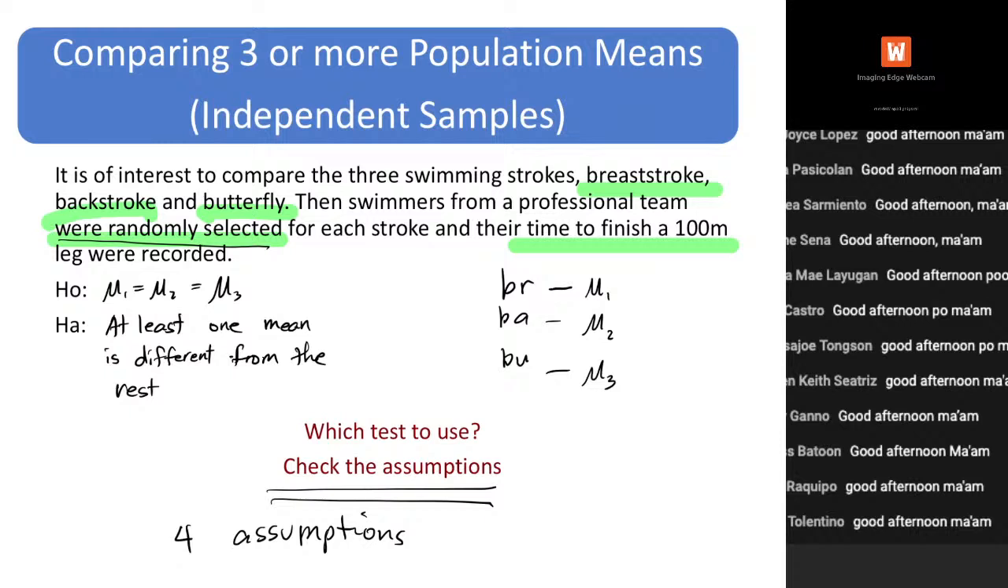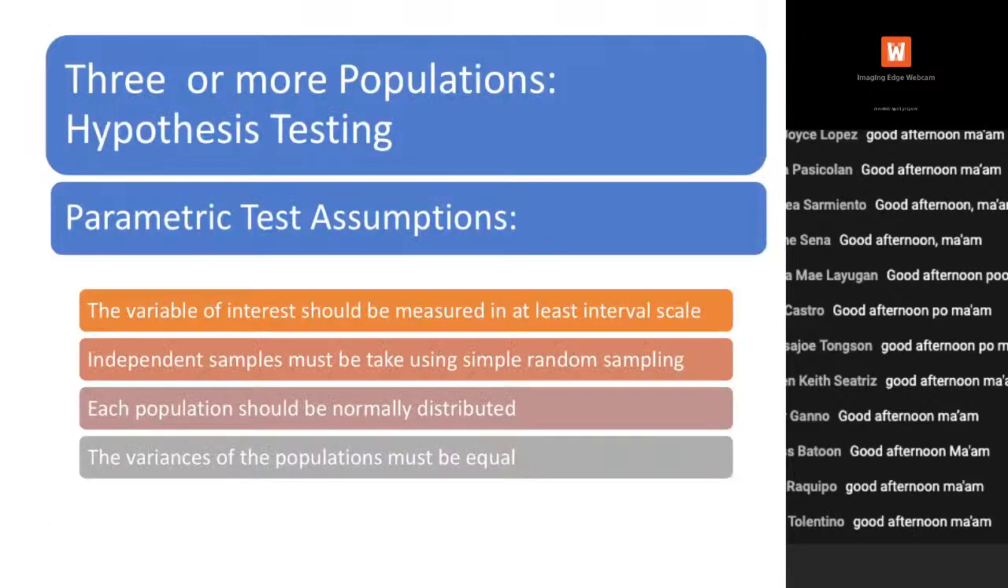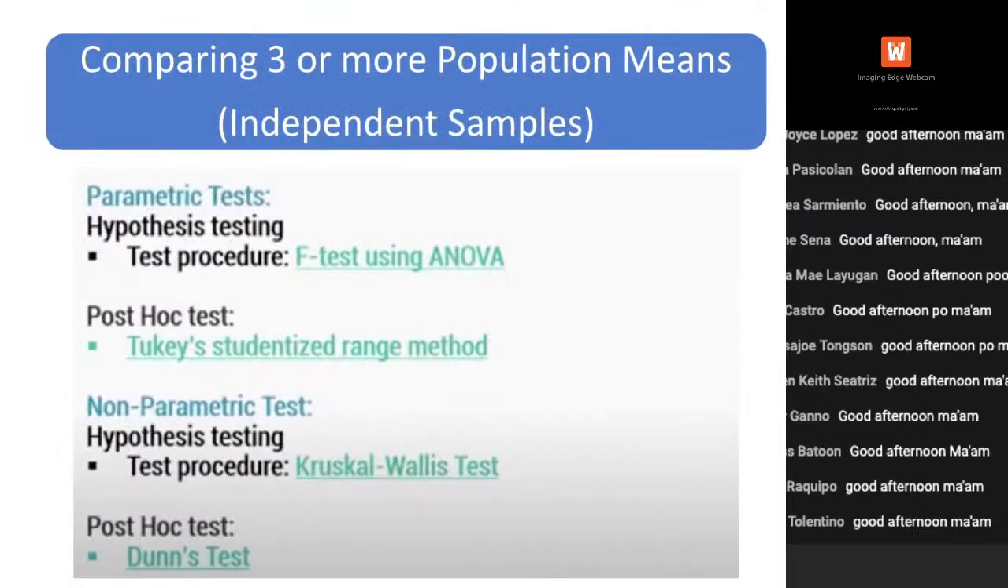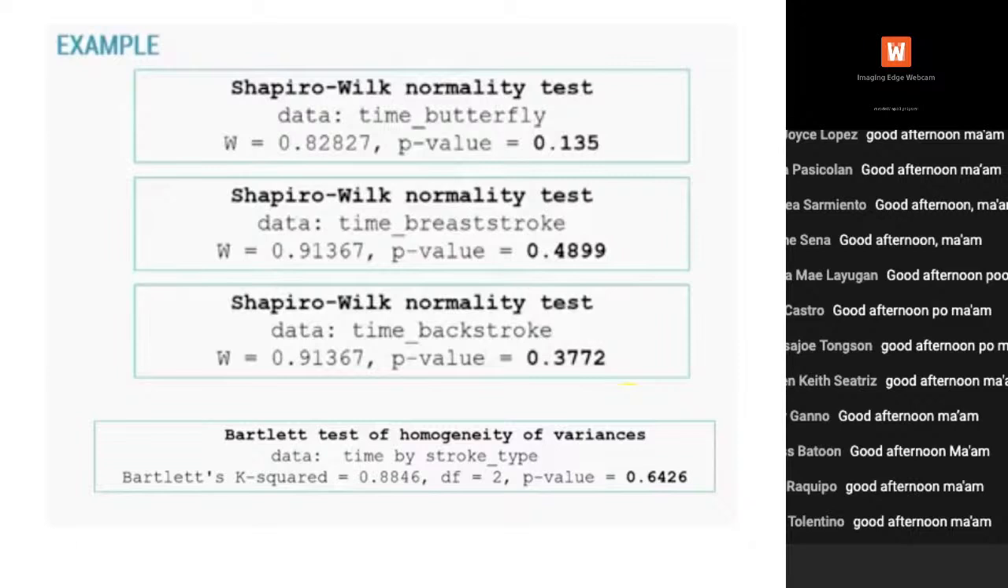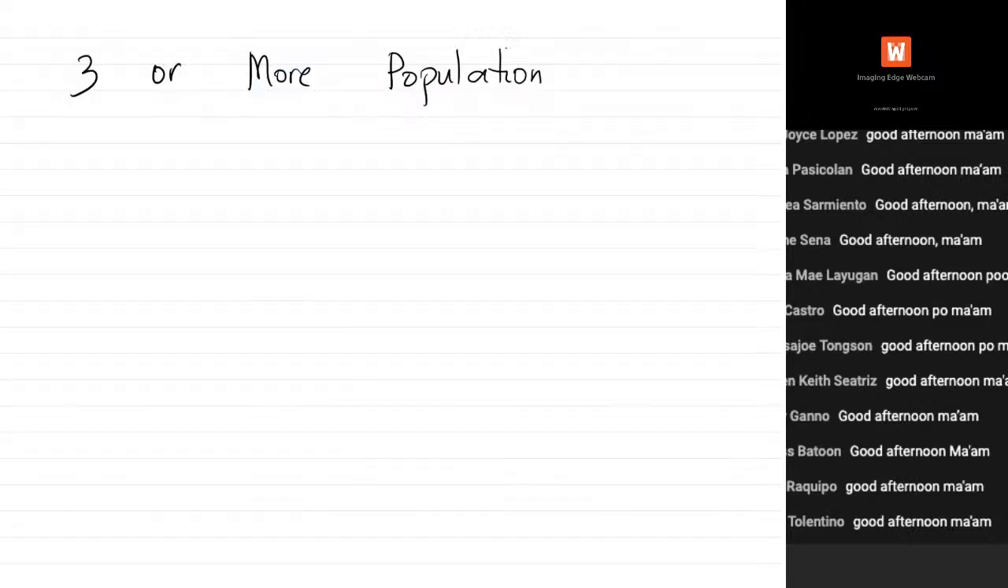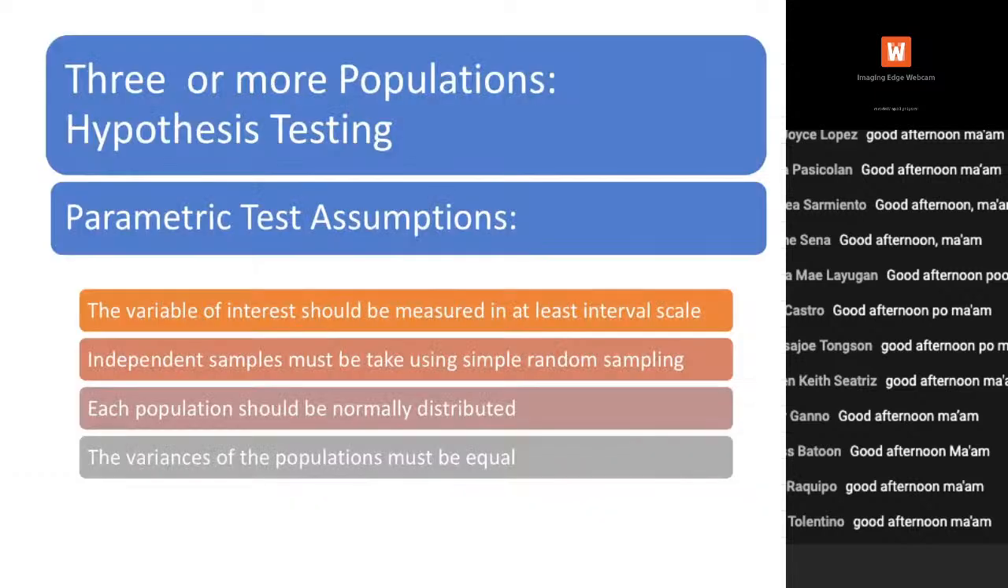Okay? So, assumption number 1, let me copy. Check on the 4 assumptions. Lagay natin dito. Insert. How do I insert? Ayan. Okay, so ito yung ating assumption. So, number 1, check na ba yan? Okay, yes. Quantitative, time. Independent samples, okay. Using random sampling, yes. Ito na lang, isi-check natin. Okay, yung third and fourth. Normality and equality of variances.